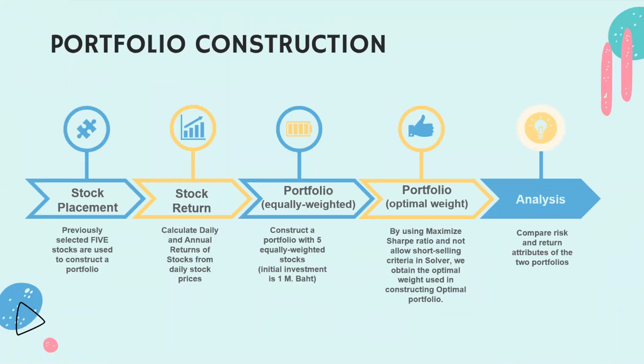For the process of portfolio construction, after we gather the 5 stocks that we would like to use to construct our portfolio, we calculate the daily and annual return of the stocks from the daily stock price. And we separate the portfolio into 2 types. First is equally weighted, with 20% each. And another is optimal weight, using Solver with the objective to maximize the Sharpe ratio. And after that, we can compare the risk and return later on.